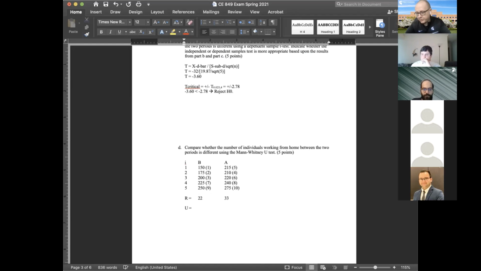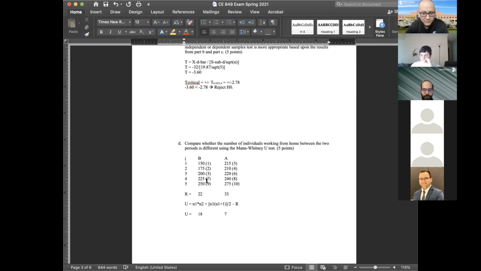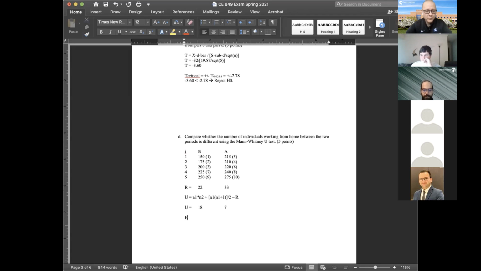We would then calculate our U statistic, which is just going to be N1 times N2 plus N1 times (N1 plus 1) over 2 minus R, and depending whether it's R1 or R2, we can calculate that statistic in both cases, and we'll find that U is going to be equal to either 18 or 7. And then from that, we know that this generally follows the standard normal distribution.